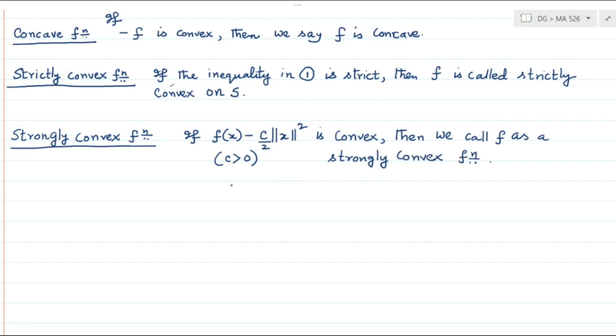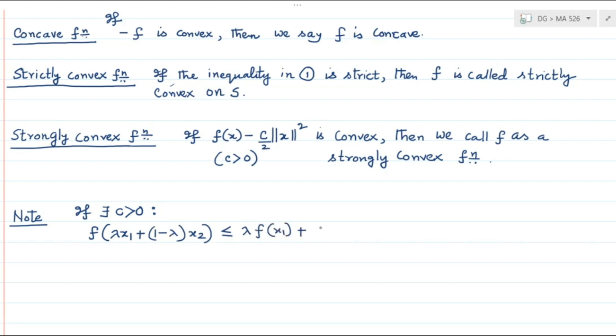this means, although we may derive later on, this definition of strongly convexity essentially is equivalent to the following: that if there exists a constant c such that f of lambda x1 plus 1 minus lambda x2 is less than or equal to lambda times f(x1) plus 1 minus lambda times f(x2) minus half of c lambda times 1 minus lambda norm of x1 minus x2.